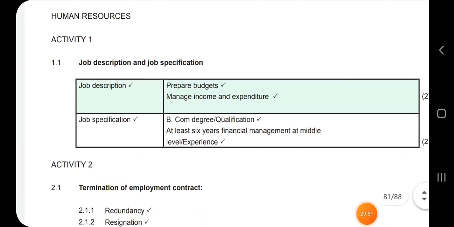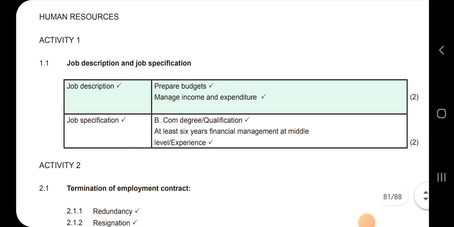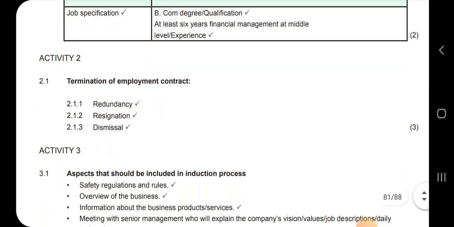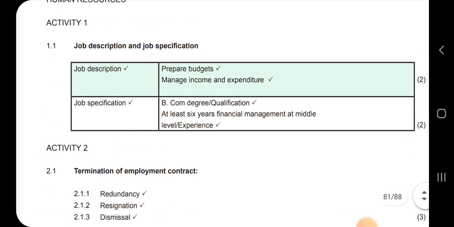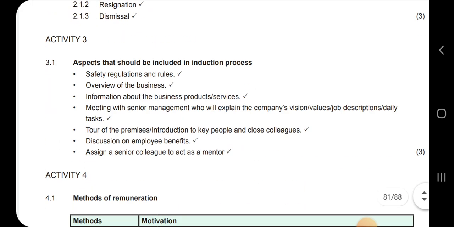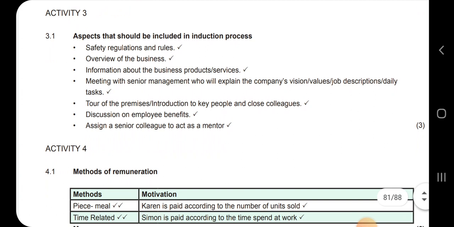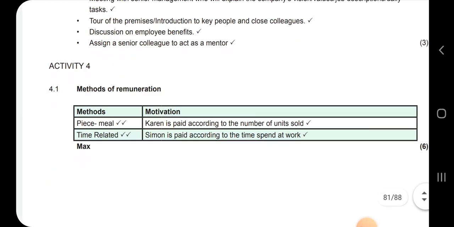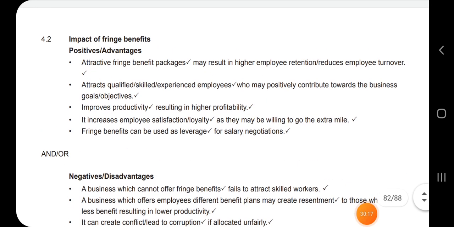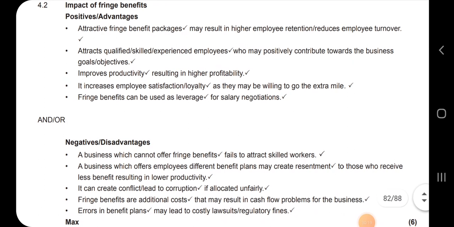All right, for human resources, these are the answers for activity 1. You can mark yourself: this is activity 1 and activity 2 respectively. This is activity 3 and this is activity 4. I hope you got everything right. And here is the remainder of activity 4.